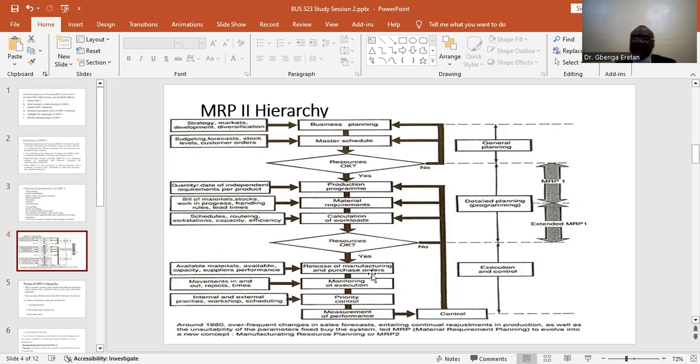The last stage is called the execution. We have planned for the product that is needed. We have planned for how we are going to sell the product, which is the strategic planning. We have planned how the product will come into existence, which is the detailed planning.